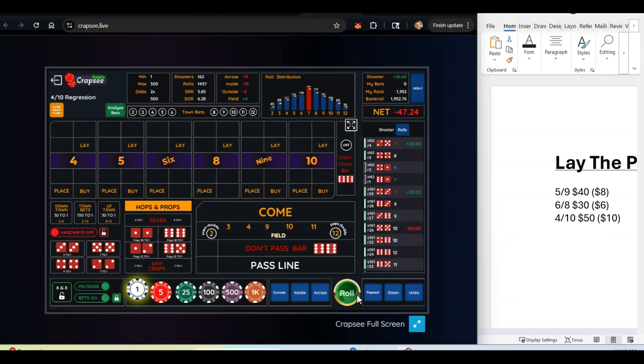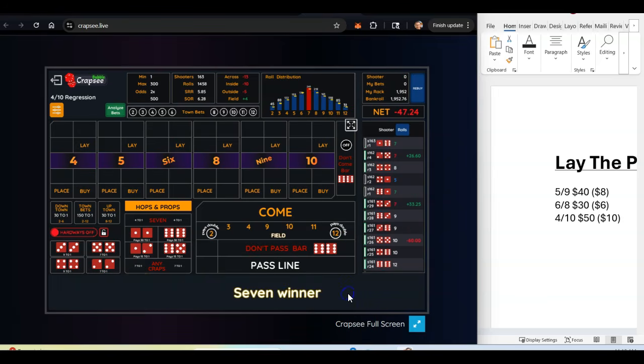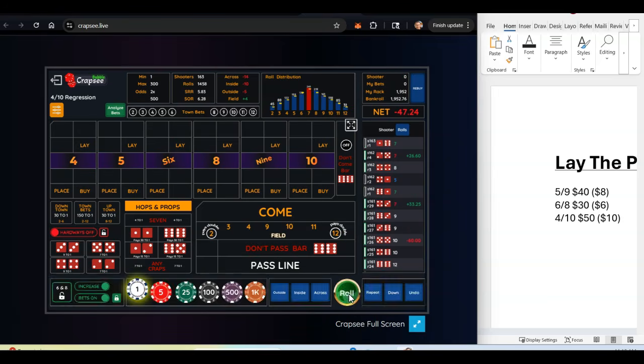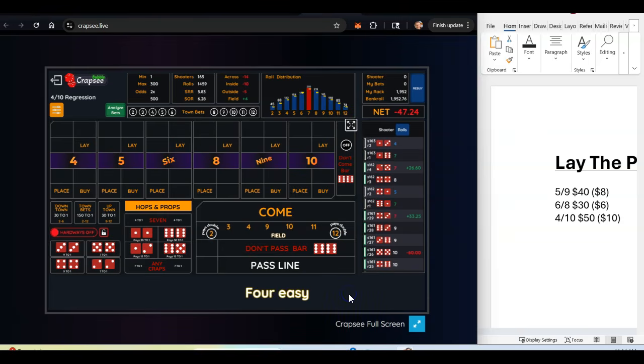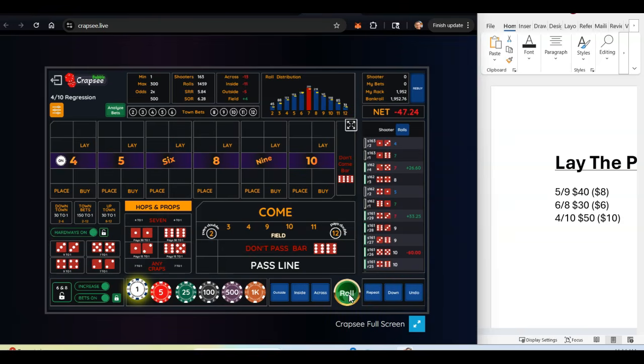So now we're down to a 5, level 5. So even with that stress, it's not that big of a deal. 7 winner. 4 easy. Okay, so we're down to level, oh geez, now I don't remember what I said. I think it's level 5. I think it's a 50.